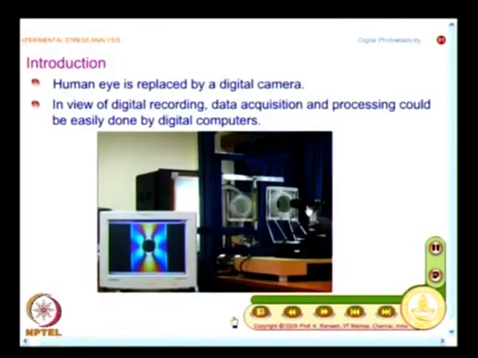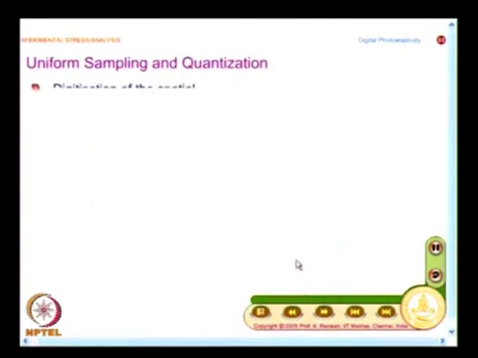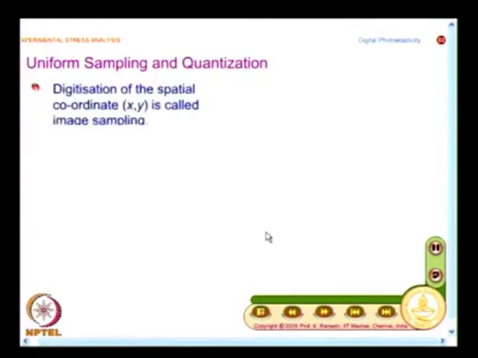And what we introduced was, in the case of digital photoelasticity, you replace the human eye by an electronic eye. You have a digital camera. These are essentially charge coupled devices. You call them as CCD camera. And once you use a CCD camera, it is possible for you to get the image as an assembly of numbers. And this is essentially called sampling and quantization.